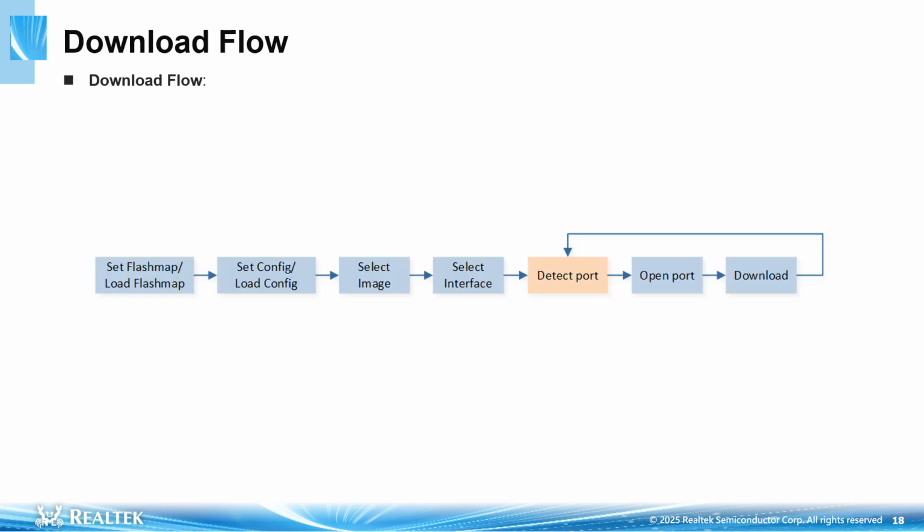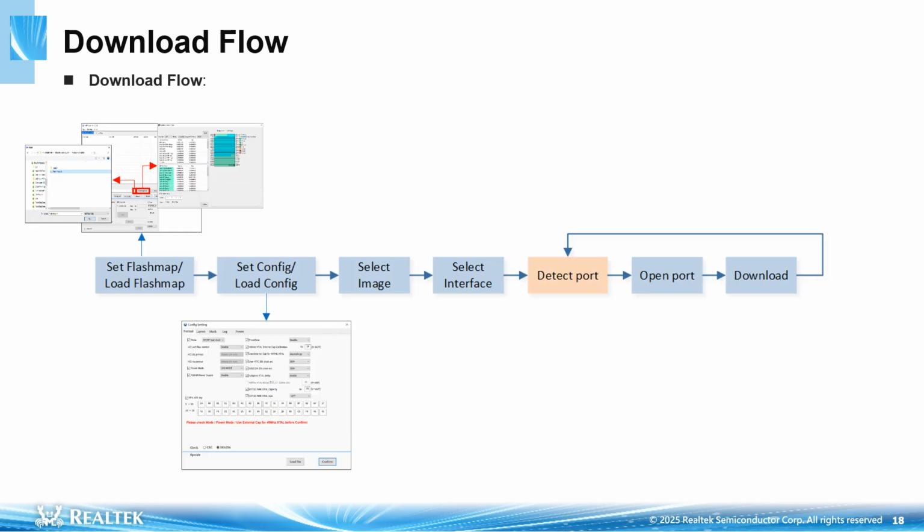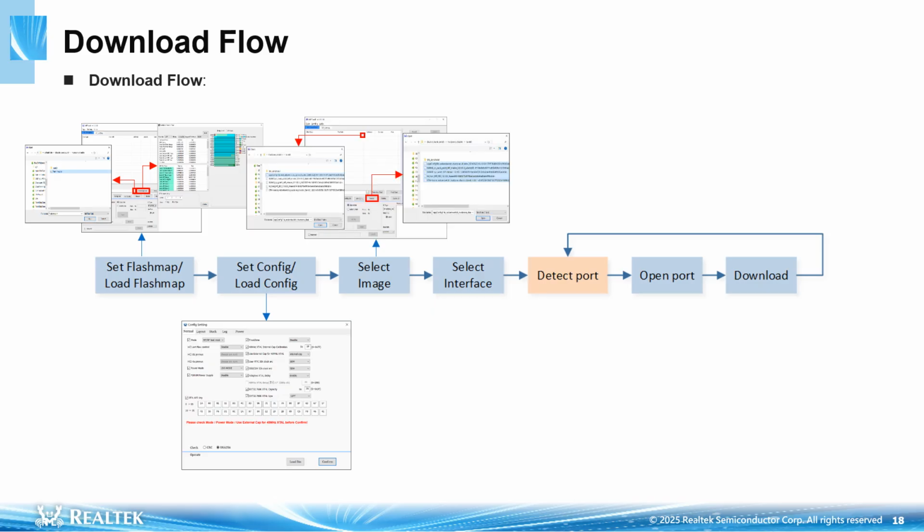The download flow in MP Tool's debug mode is as follows. Step 1. Users first set the flash map or load a flash map. Step 2. Then, users need to set the config or load a config. Step 3. Load the image files to be programmed into MP Tool. Step 4. Select interface, default is UART.